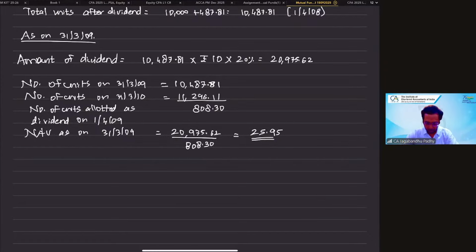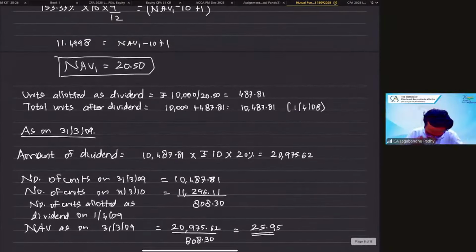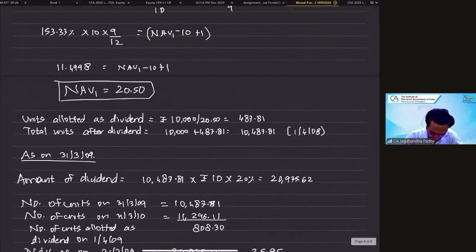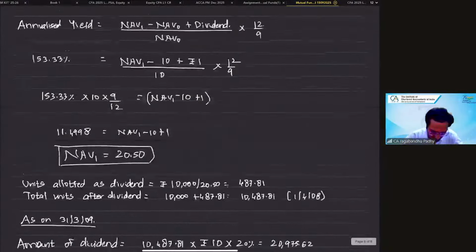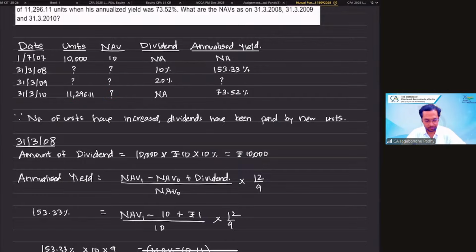Okay. Clear, guys? Yes. Okay. Now, this is 31st March 2009. Then coming to 31st March 2010, units is 11,296. You want to know the NAV, and at that time the annualized yield is 73.52.